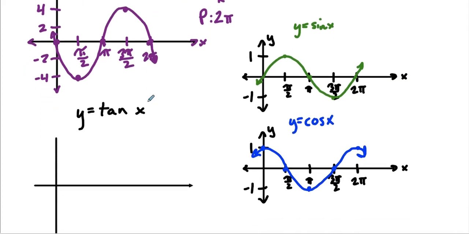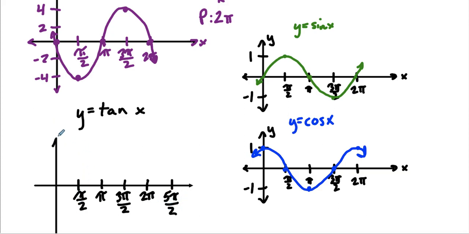Now let's go on to y equals tangent of x. Tangent has the same period as our original function. So we're just going to do pi over 2, pi, 3 pi over 2, 2 pi, and I'm going to put one more here. You'll see why in a second. We're going to have 2 pi and then 5 pi over 2.